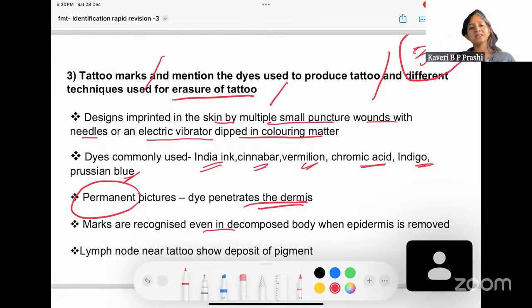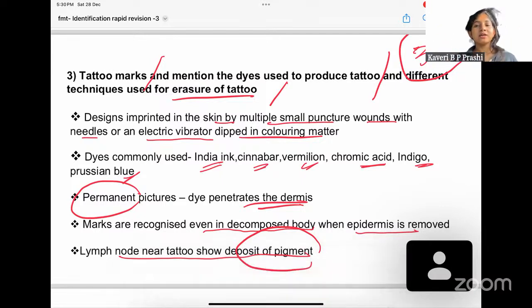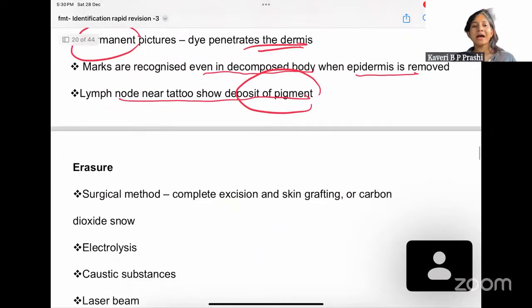Marks are recognized even in the decomposed body when the epidermis is removed. As I told you, the tattoo mark or the ink is there in the dermis, so when you peel off the epidermis also, you are able to see all these tattoo marks. Lymph nodes near the tattoo show deposits of the pigment, because the ink is going to penetrate to the nearby structures and go near the lymph node also. Therefore, you can see the pigment in the lymph node as well.